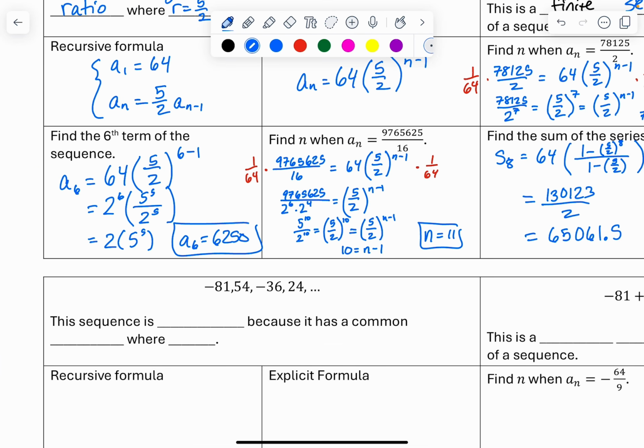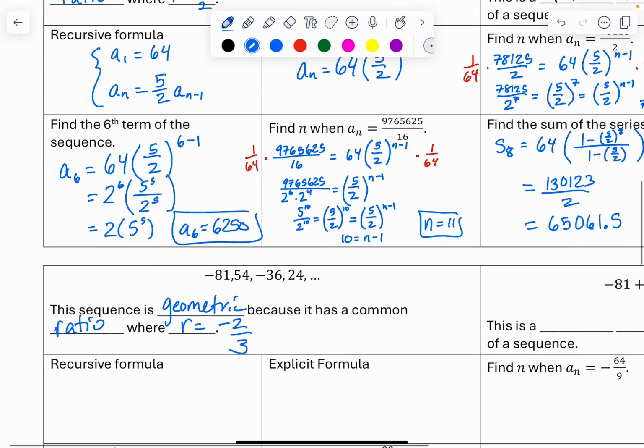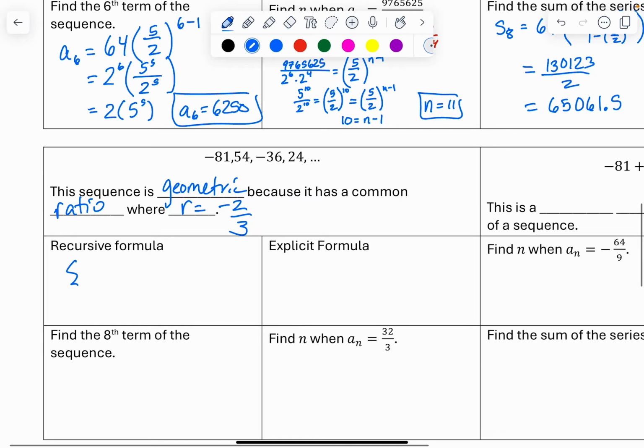You know, when you have it on the eraser, it doesn't write. Funny. This is a geometric series. This sequence is geometric because it has a common ratio where r equals negative 2/3. So the recursive formula tells me where to start and what to do. A sub 1 is equal to negative 81. A sub n equals negative 2/3 times the term that came right before, a sub n minus 1.